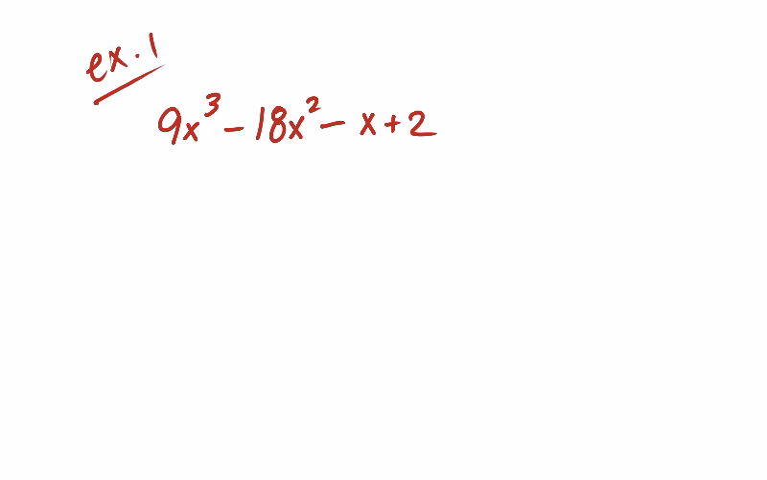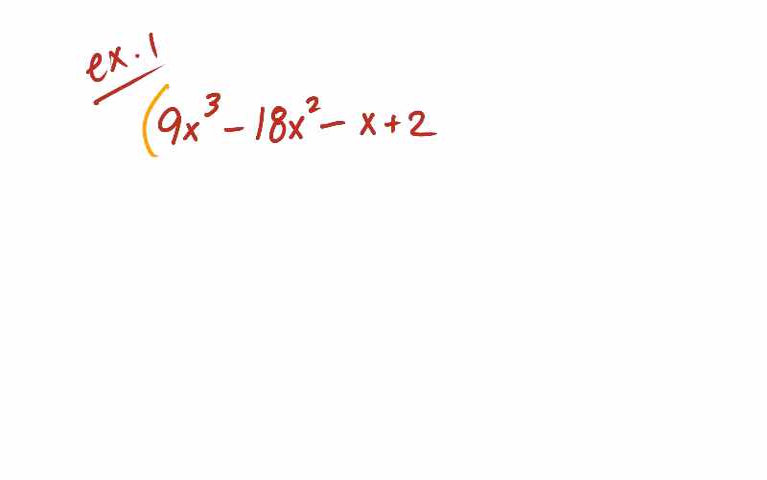So, for example, let's go with 3x cubed. All right. Let's not make it 3. Let's make it actually 9. That could be a little more exciting. So let's go with 9x cubed minus 18x squared minus x plus 2. All right, so it's got 4 terms, so we can factor by grouping.